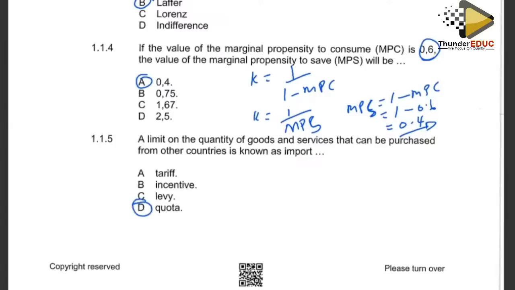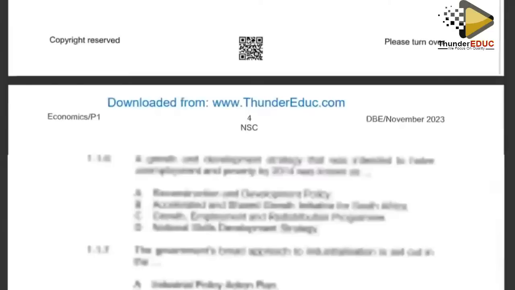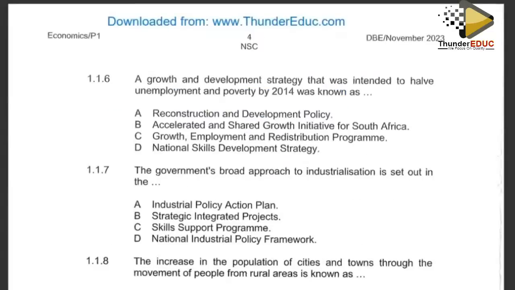Okay, right, grade 12. So now let's move on to the next question, grade 12. Our next question, we have 1.1.6, and this 1.1.6 reads as follows. A growth and development strategy that was intended to halve unemployment and poverty by 2014 was known as. So in this regard, our appropriate answer is going to be B, which is Accelerated and Shared Growth Initiative for South Africa. So this is our appropriate answer in this regard, grade 12.